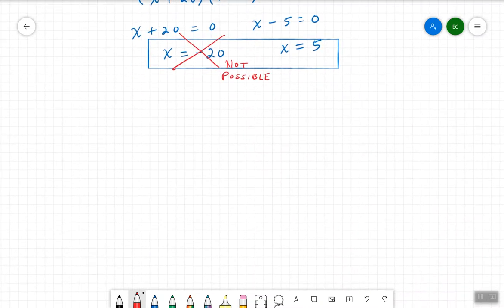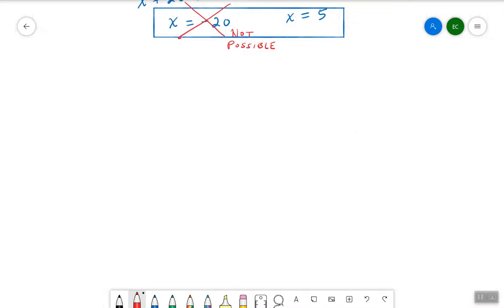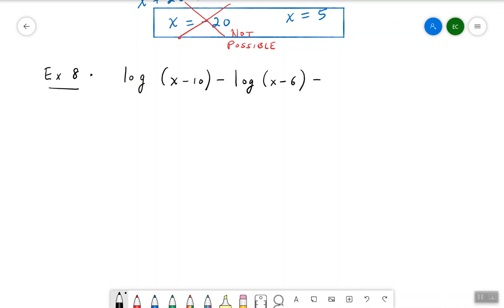Okay, well, let's do one more example here, and then we'll be done with the section. So this is going to be example 8. And we'll have log of x minus 10 minus the log of x minus 6 is equal to the log of 2.